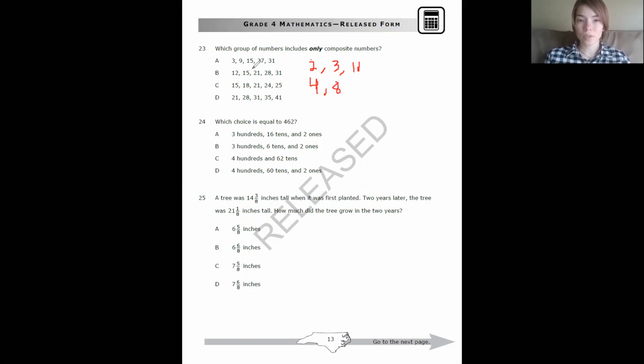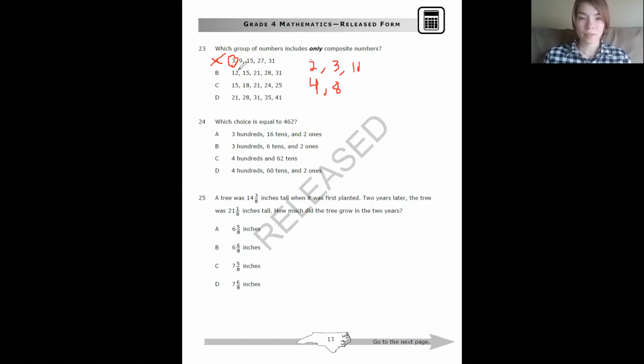When we're looking to know which group of numbers includes only composite numbers, if we look at choice A, 3 is a prime number because 3 has no factors other than 1 and itself. That means we can immediately cancel out A, because if we want the group to contain only composite numbers, it can't contain any prime numbers.